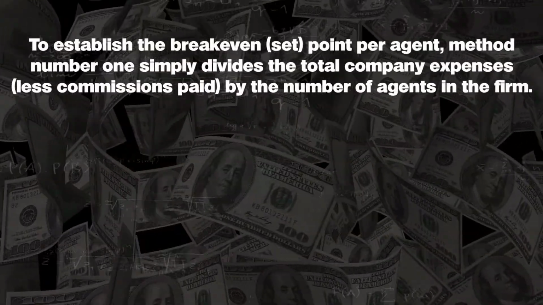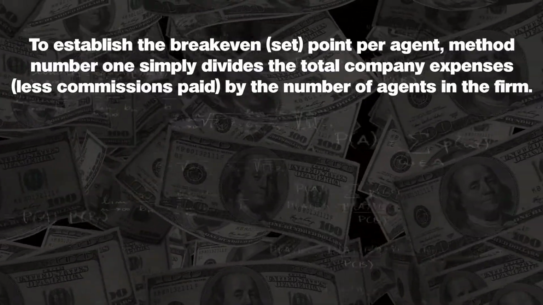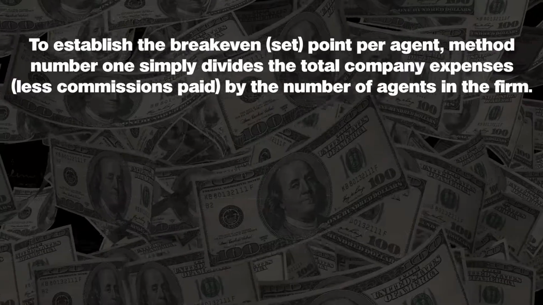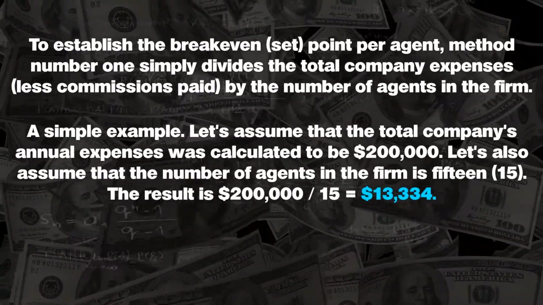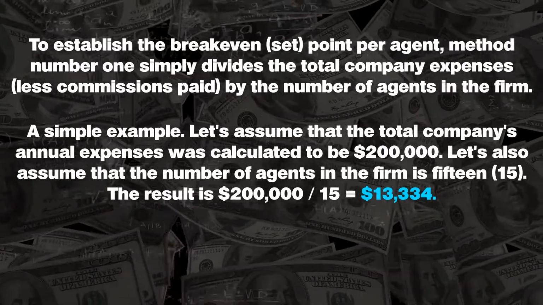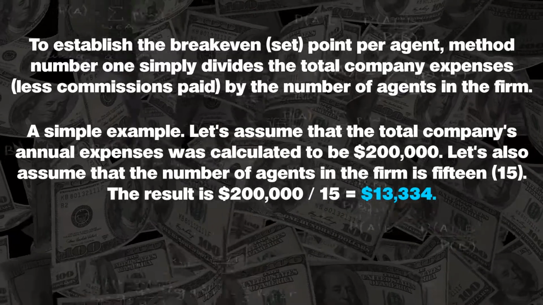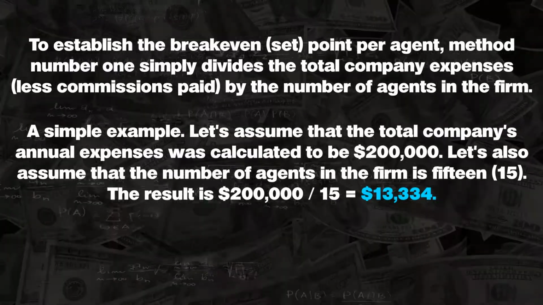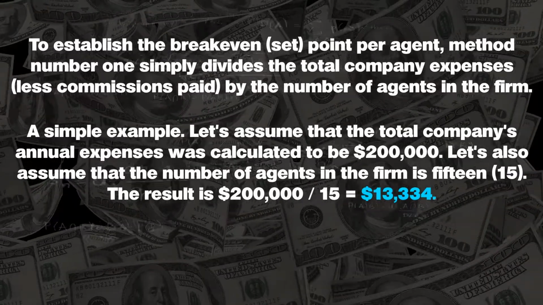To establish the break-even point per agent, method number 1 simply divides the total company expenses less commissions paid by the number of agents in the firm. A simple example. Let's assume that the company's total annual expenses was calculated to be $200,000. Let's also assume that the number of agents in the firm is 15. The result is $200,000 divided by the 15 agents is $13,334.